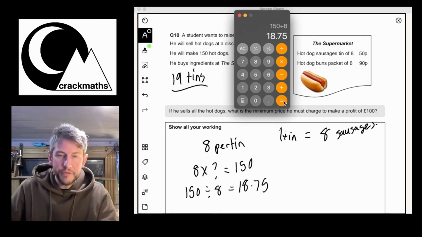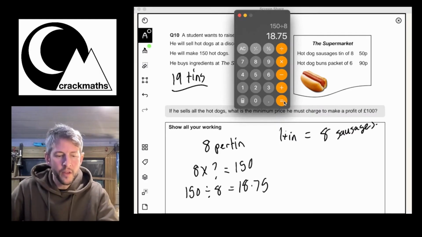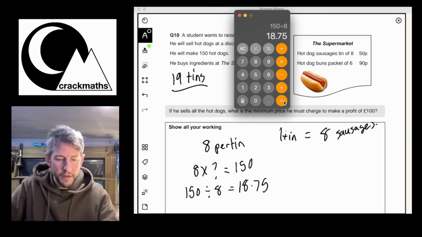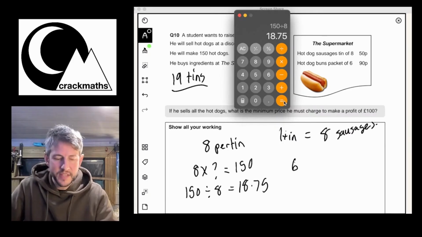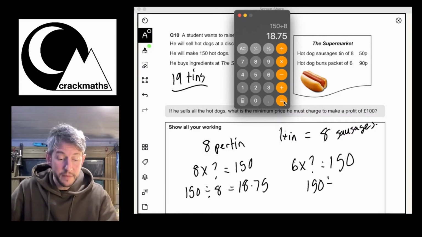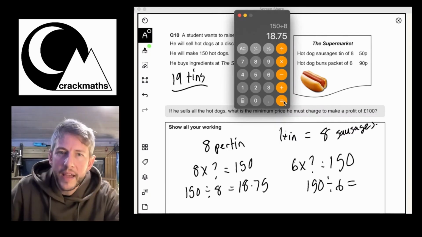Okay, now with the buns, we've got the same thing. The buns come in packs of 6. So how many packs of 6 do we need to get 150 buns? Again, we can reverse this calculation: 150 divided by 6, and find out what that is.